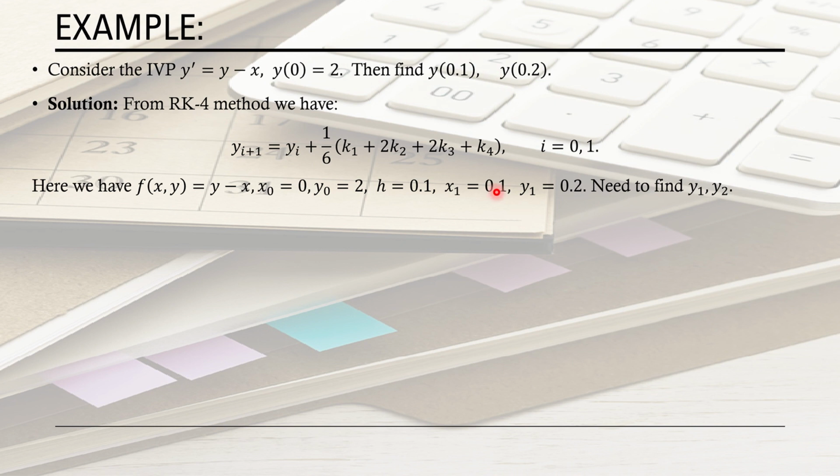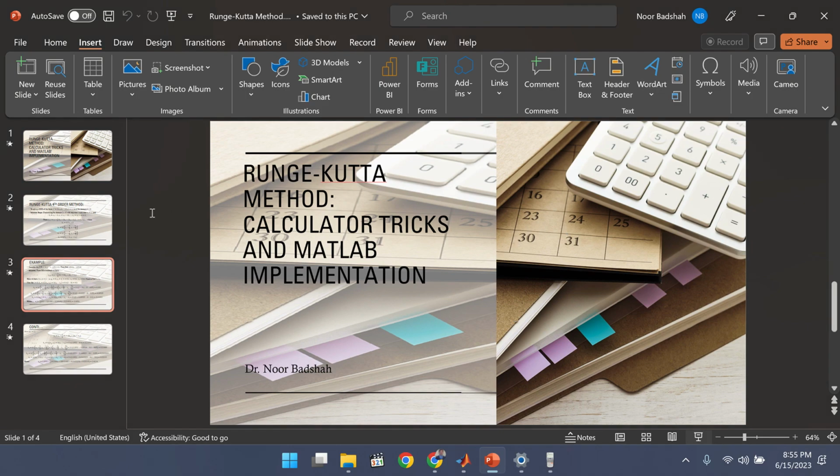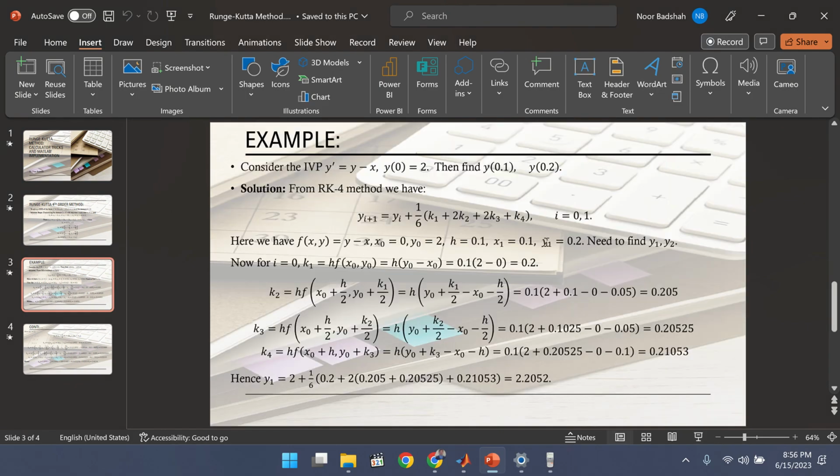Then x1 will be 0.1 corresponding, sorry, this is not y1, this is x2. Let me make this correction as well. So this is our x2 basically. This is not y1. We need to find y1 obviously.